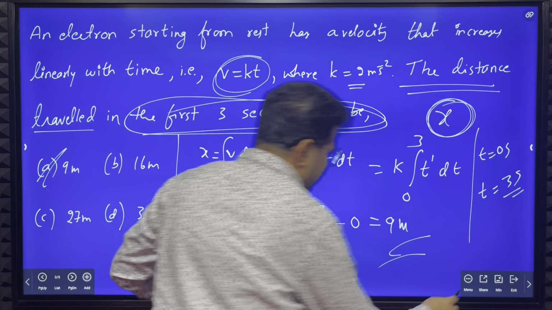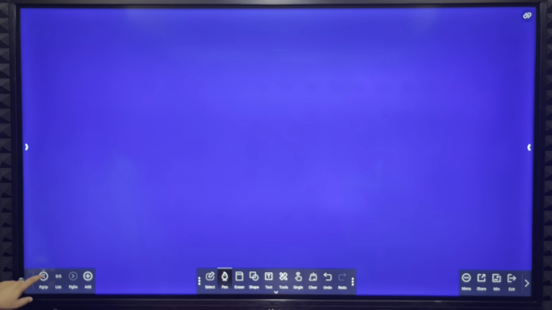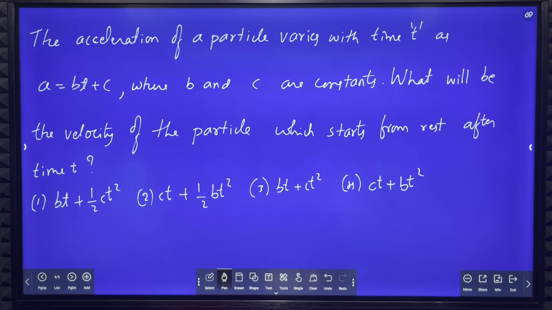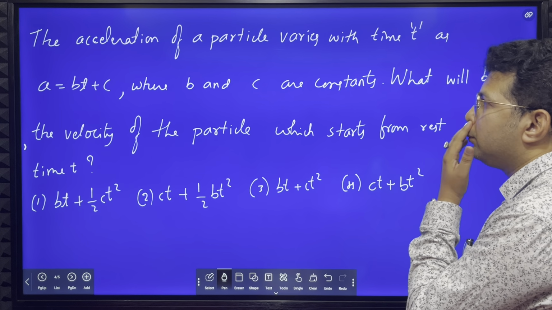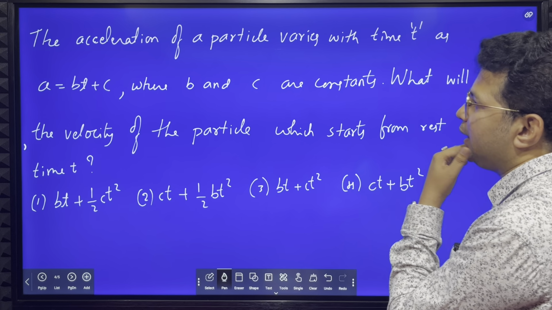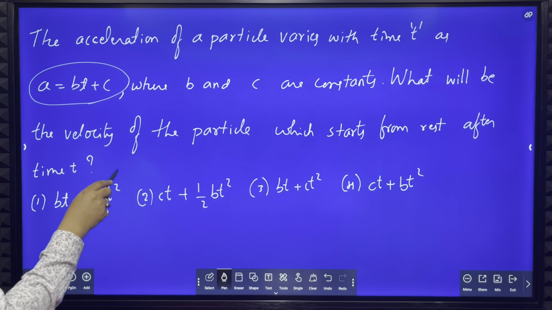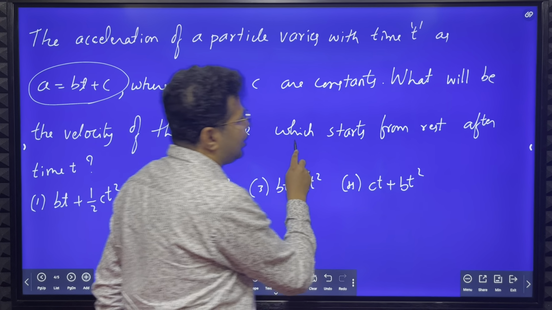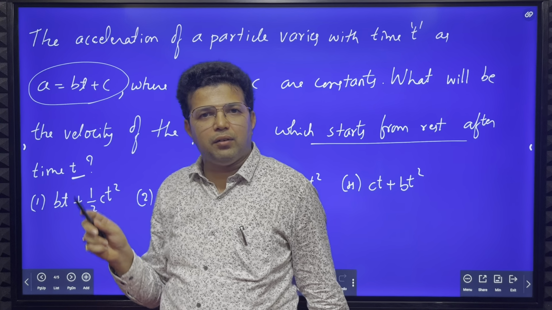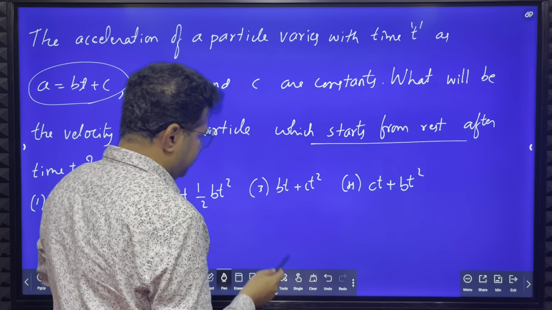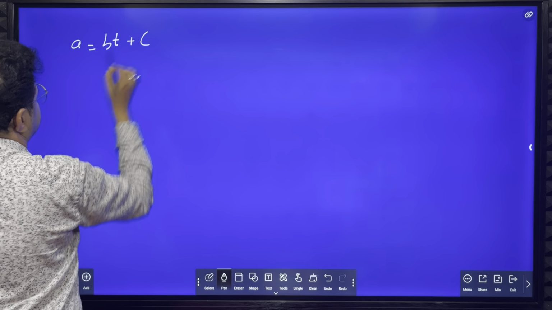Okay, we'll take one more example. The acceleration of a particle varies with time t as a is equal to bt plus c, where b and c are constants. What will be the velocity of the particle which starts from rest after time t? Acceleration is given, velocity you have to find out. a is equal to bt plus c.